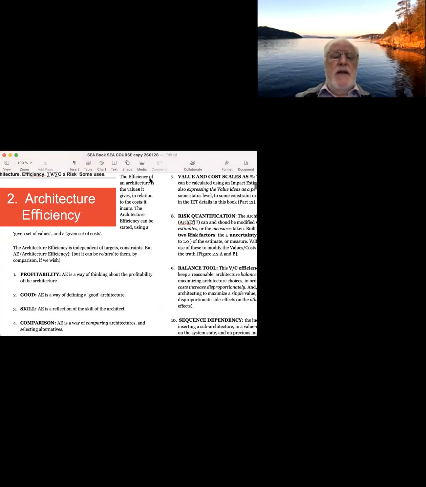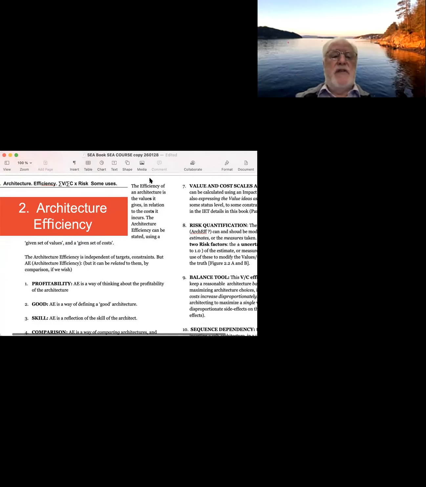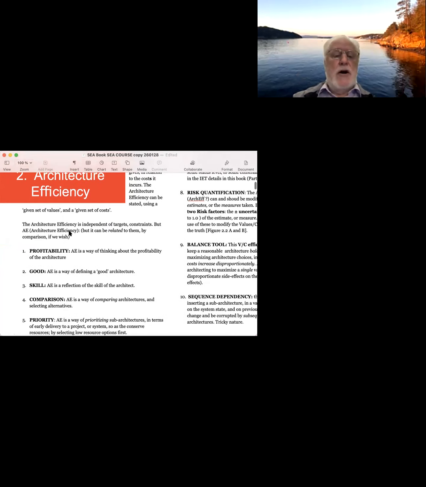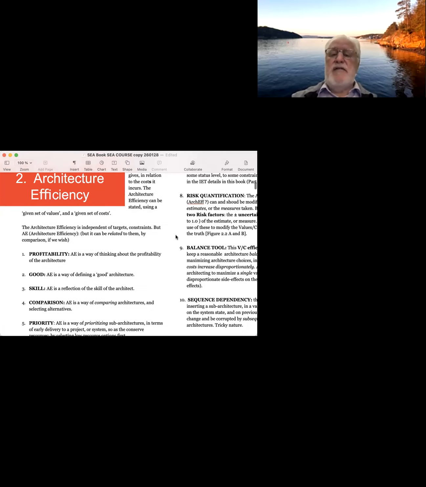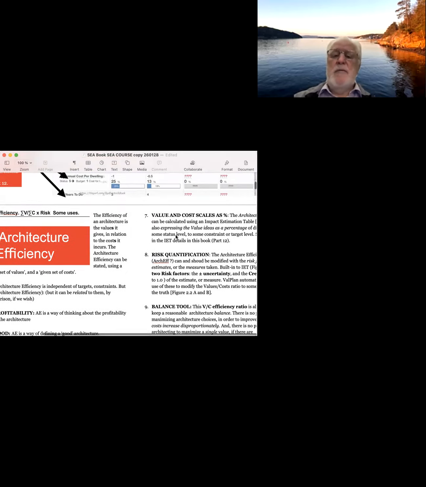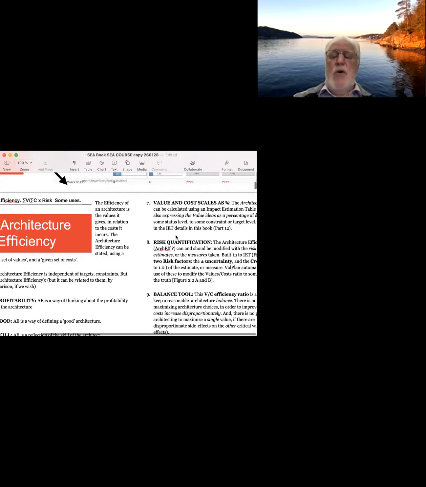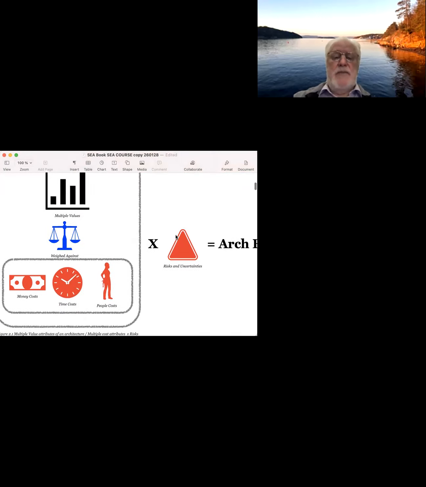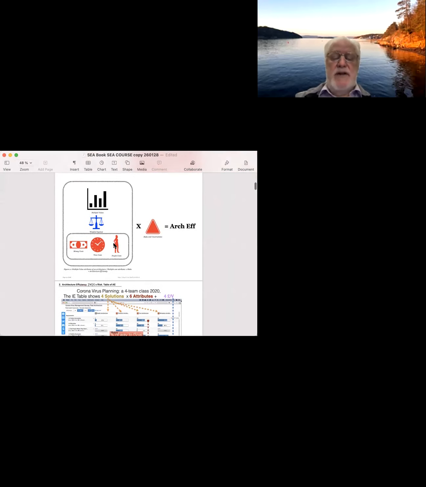And then I introduced the idea of architecture efficiency, which has a very large number of consequences. We can talk about the profitability of the architecture, how good the architecture is, the skill of the architect. We can compare different architects. We can prioritize and decide which ones to do first because we're agile, and a whole lot of other things. And here's just our general picture of it.